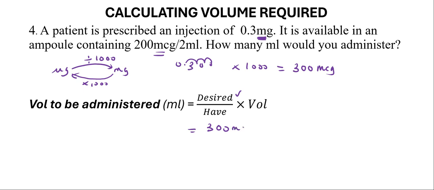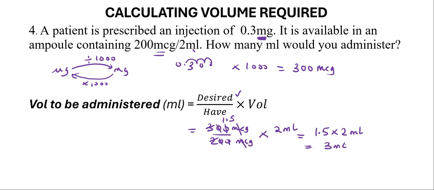300 micrograms out of what they have, 200 micrograms as well. So the units are matching up, multiplied by the volume of 2 milliliters. The micrograms will cancel the micrograms, the zeros will cancel each other equally, and then 2 goes into 3, 1.5. So the volume to be administered will be 1.5 multiplied by 2 milliliters, and the outcome will be 3 milliliters. So again, important to ensure that the units match up at all times.